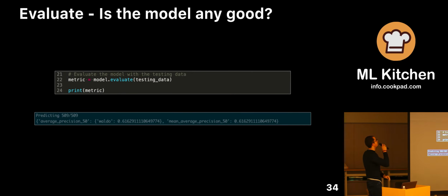So the next step is to evaluate: is the model any good? In one line you can get the average precision. For my data it was 0.6. So it's not really good, but it's not that bad if you consider the problem and the framework. But we'll talk about this after.